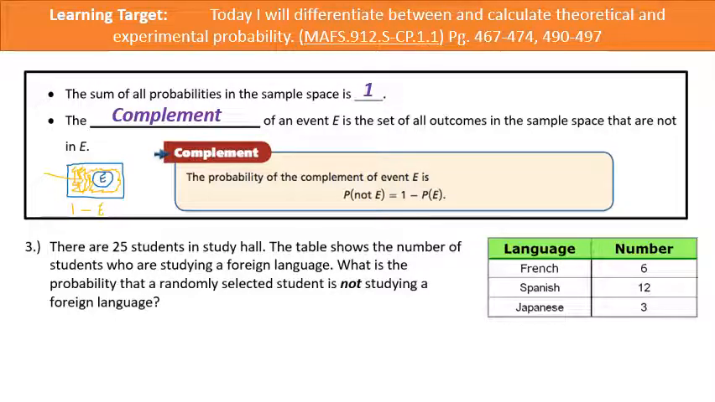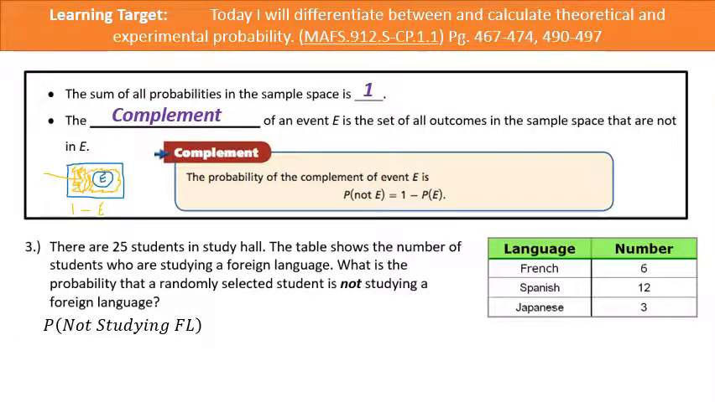Here's an example, number 3. 25 students in study hall. The table shows the number of students who are studying a foreign language. 6 people are studying French, 12 students are studying Spanish, 3 students are studying Japanese. Now, here's the thing you have to understand. Not all 25 students in study hall are studying a foreign language. What's the probability that we randomly pick a student and the student is not studying a foreign language?